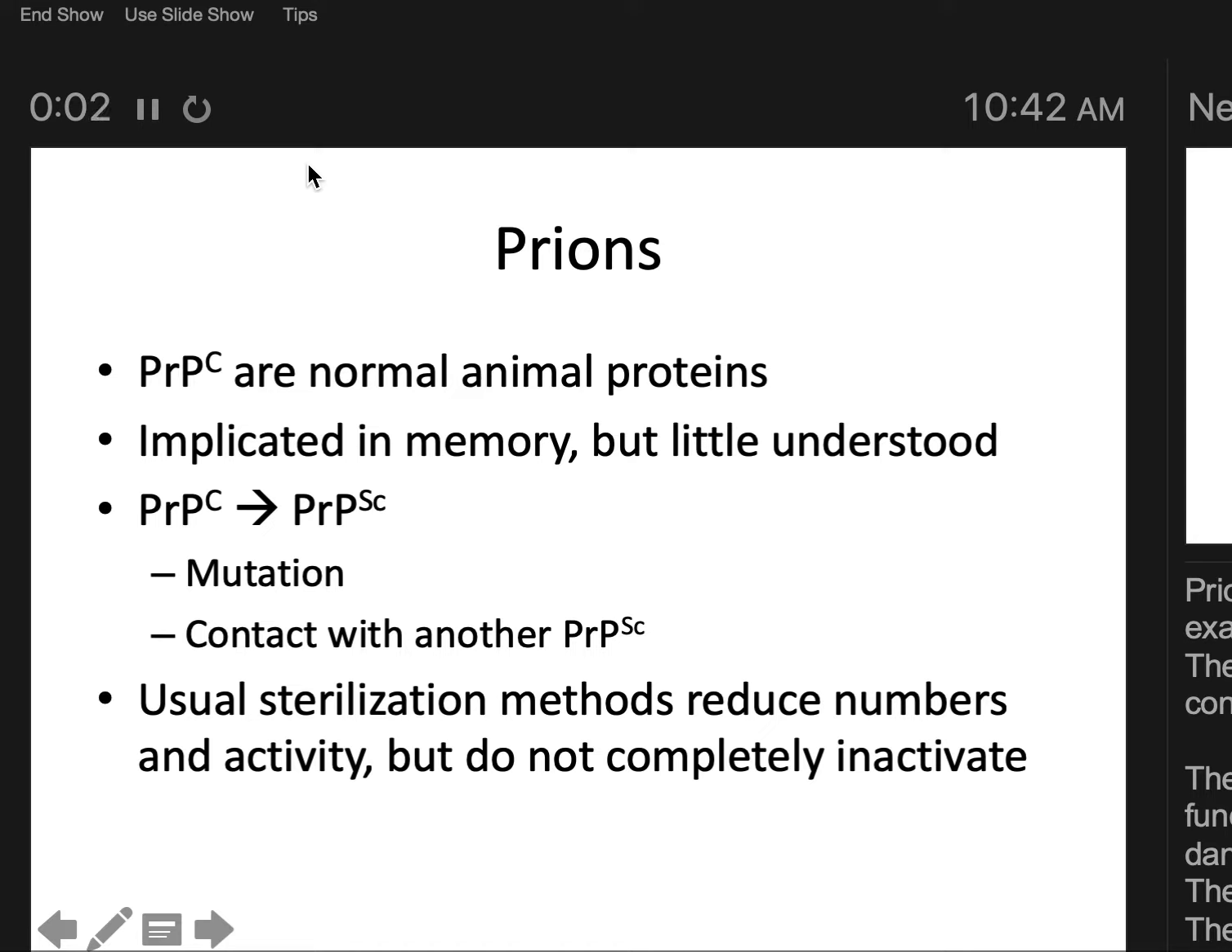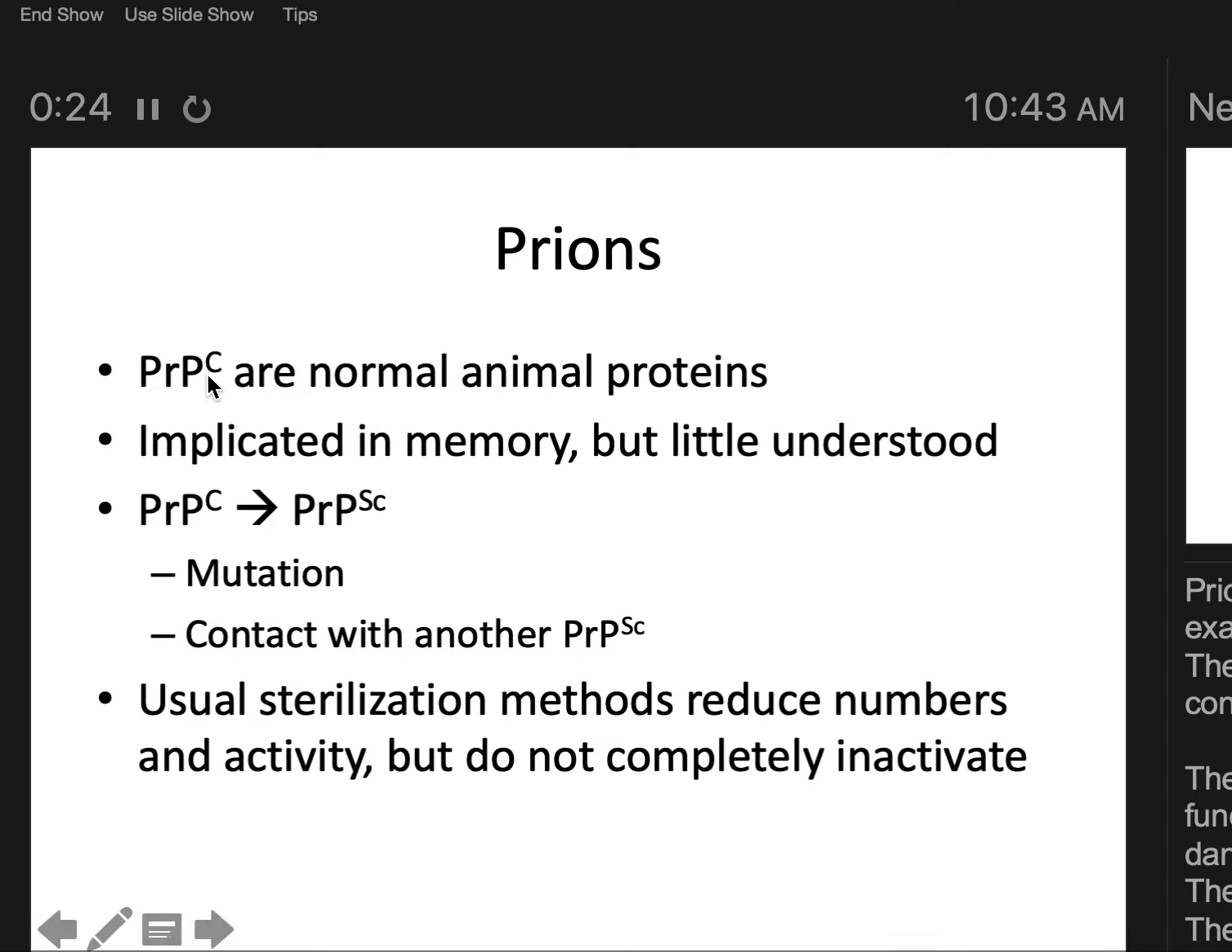So this will be a short lecture because we've already talked about prions a couple times. We talked about prions in chapter 1, when we talked about emerging infectious diseases and mad cow disease, and we talked about prions in the controlling microbial growth chapter, when we talked about the hard-to-kill microbes. So this will be a brief review.